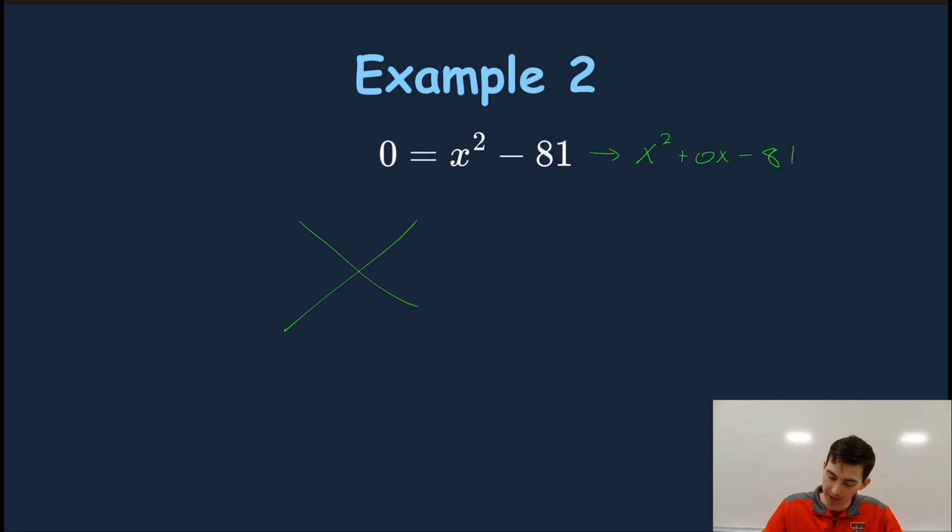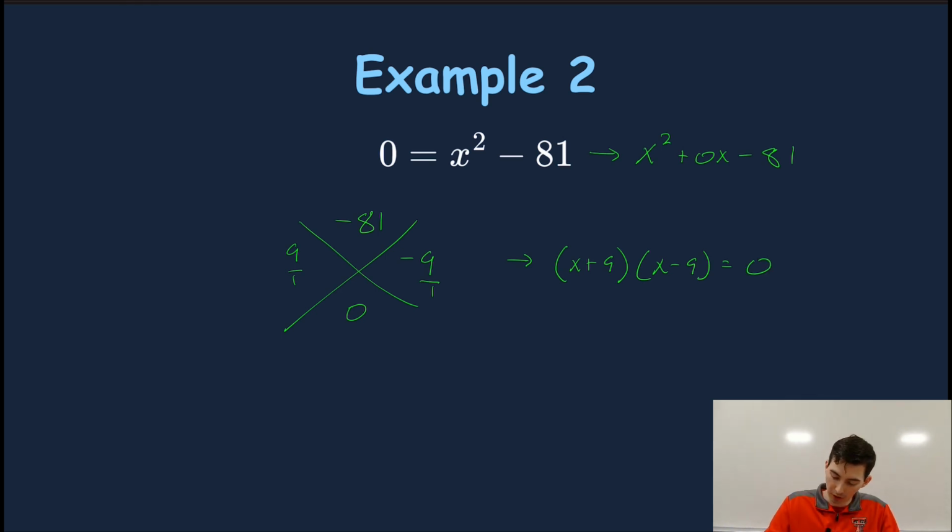And so now if I use the x method again, I've got -81 on top, 0 on bottom. And I can say 9 and -9. If I multiply those two, I'm going to get -81, and 9 minus 9 equals 0. And divide both by 1. So this is going to give me x plus 9 times x minus 9, and that equals 0.